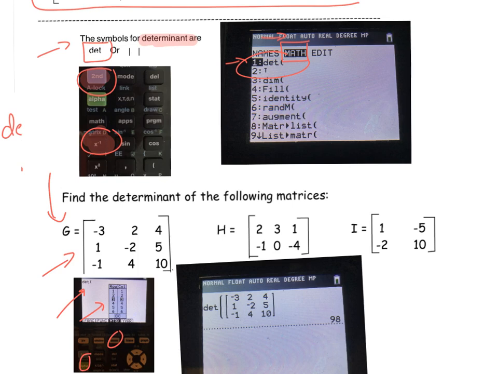When I press enter, the calculator tells me the determinant is 98. Remember, the determinant is just a numerical value. It's just a number that gets assigned to the matrix. So here the determinant of matrix G is 98. Okay. Let's go about finding the determinant of matrix H.